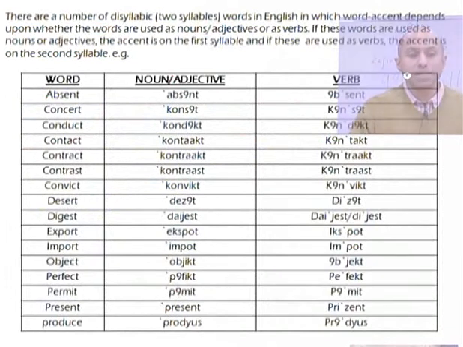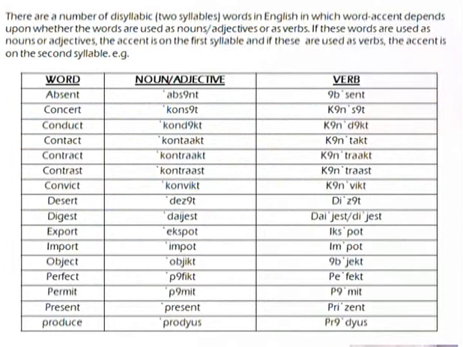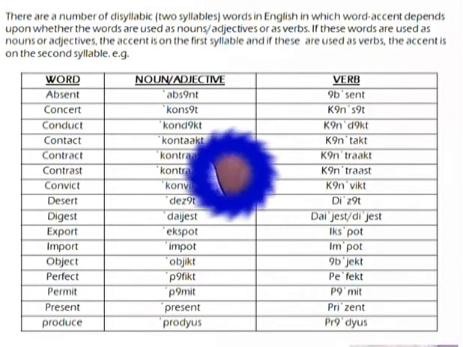We have a number of dissyllabic, two-syllable means disyllabic or dissyllabic, however you want to pronounce it, words in English in which word accent depends upon whether the words are used as a noun, adjective or verb. We've done a few words like that earlier. Yes, advice.